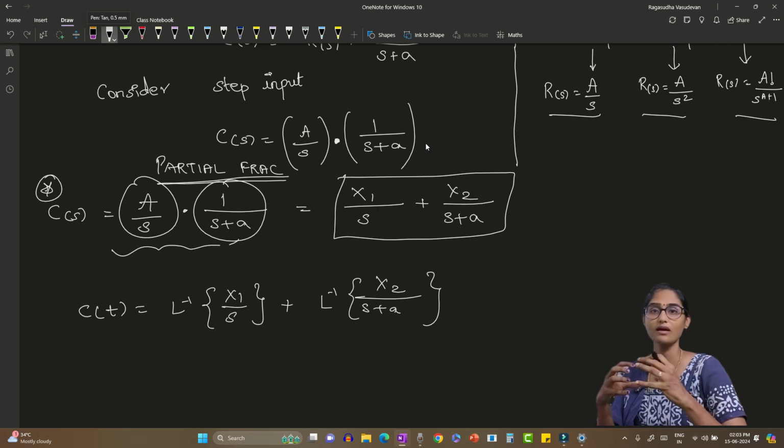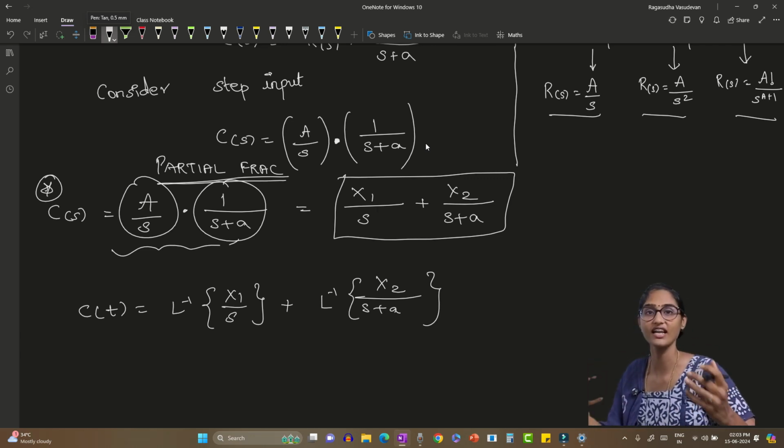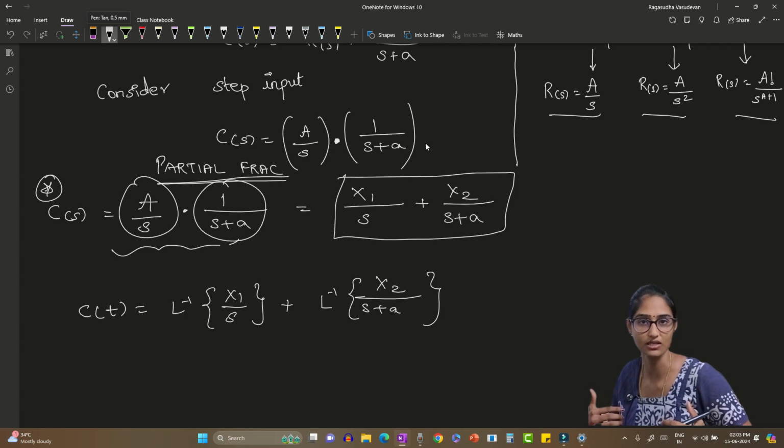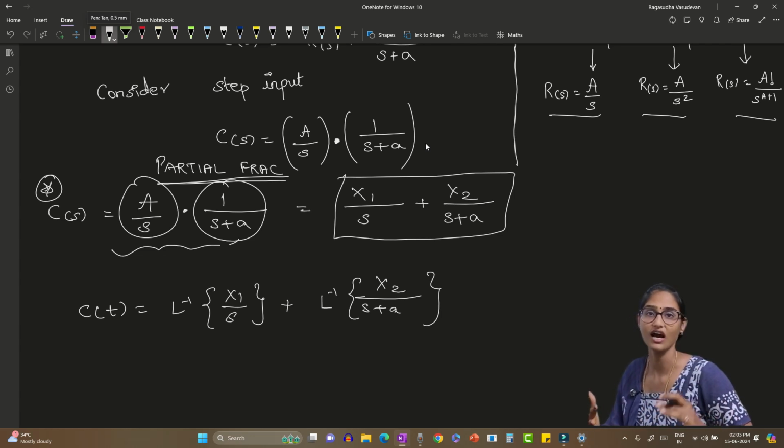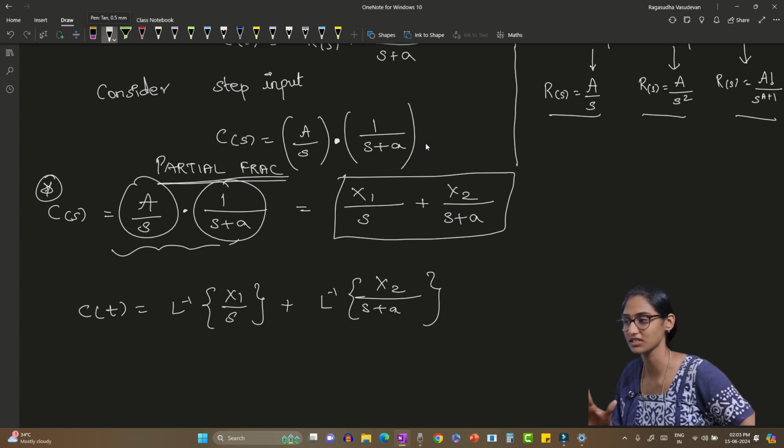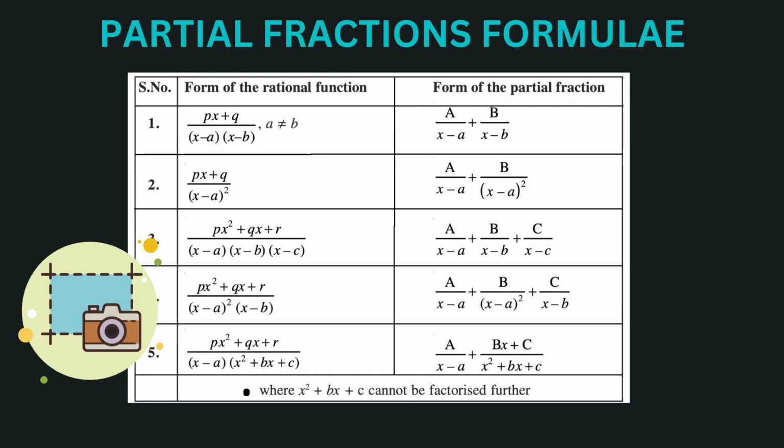So only when we are able to separate them, we can directly apply the inverse Laplace transform formula using the standard structure itself. Otherwise, it is difficult for us to apply the inverse Laplace transform, and that is why we are separating the multiplication terms into these two terms, and this is done using partial fractions.